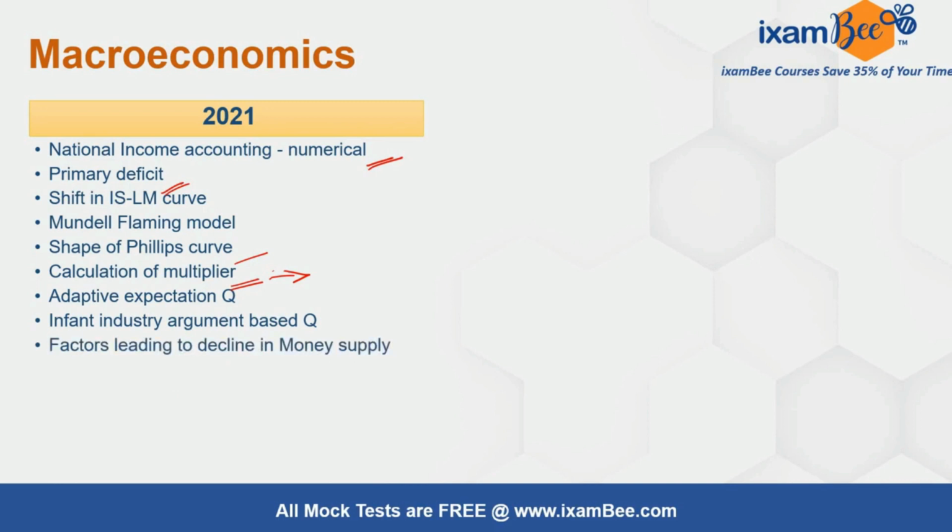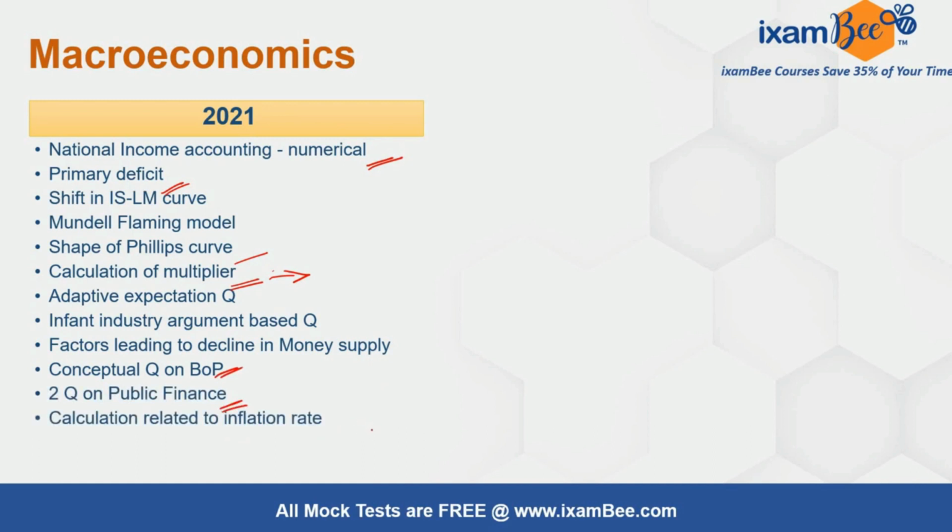Then a conceptual question related to the factors that lead to a decline in money supply, and a conceptual question on balance of payments. There were 2 questions on public finance, conceptual again. Then a numerical for the calculation of the inflation rate: there was a given set of data and you had to calculate the inflation rate from there. There was a question on terms of trade and one numerical based on calculation of risk premium from the information given. So these were some of the types of questions that had come in 2021.